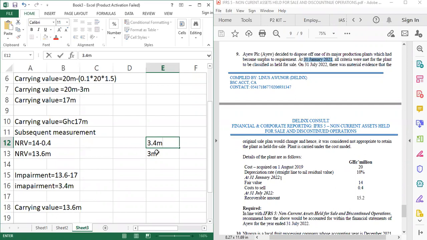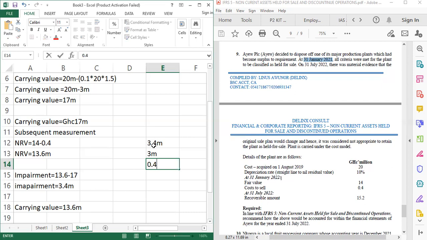It means that instead of us charging 3 million, we charge 3.4. So the 3.4 now will be added back to our assets, which is the 13.6, to make it 14 million. And this 3.4 is the revenue that we are going to send to the statement of profit or loss, not the 3.4. We should have reversed the impairment loss.